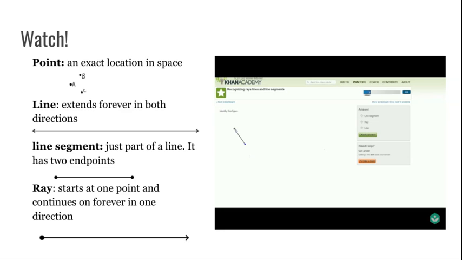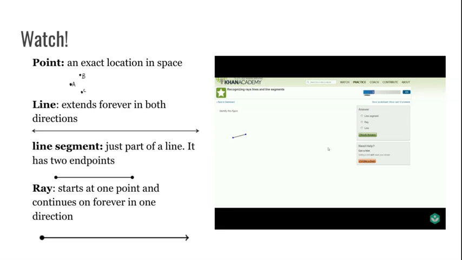Here we have one arrow, so it goes on forever in this direction, but it has a well-defined starting point. So it starts there and then goes on forever. If you remember, that's what a ray is. One starting point that goes on forever. So one way to think about it, it goes on forever in only one direction. So that is a ray.